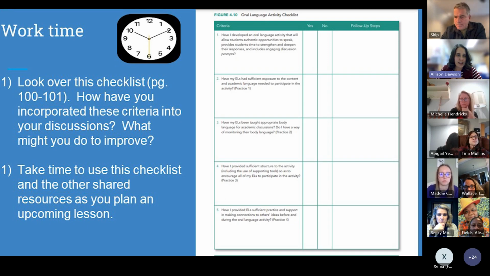And then last, this is also in the other document that I shared, but this is a checklist for planning an oral language activity with your class.